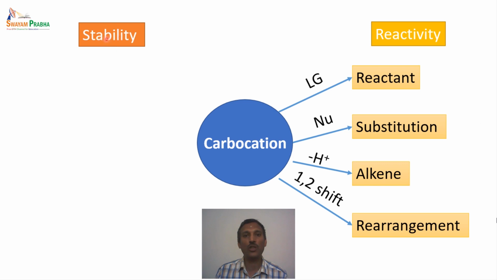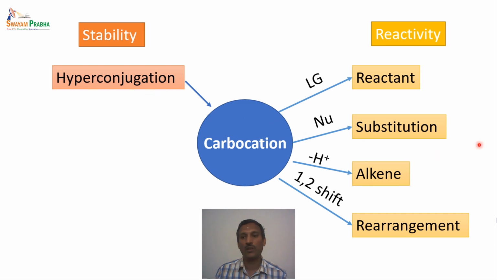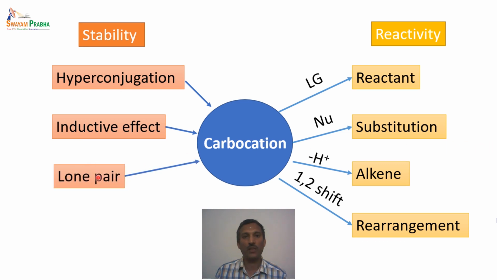And when we talk about stability, the carbocation can be stabilized by hyperconjugation. The carbocation can also be stabilized by inductive effect. The carbocation can be stabilized by the lone pair from the adjacent atom, especially the heteroatoms nitrogen and oxygen, which have lone pairs. And resonance or the pi bonds can also stabilize the carbocation if they are in close proximity.